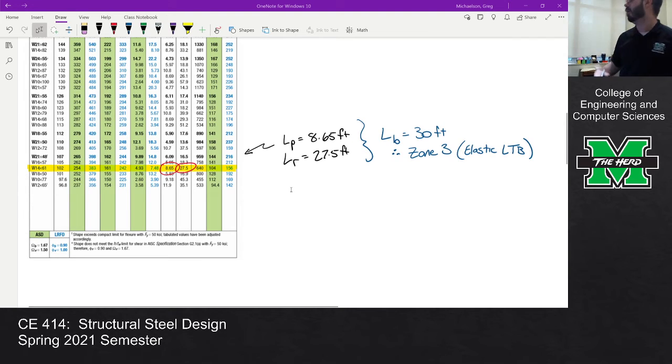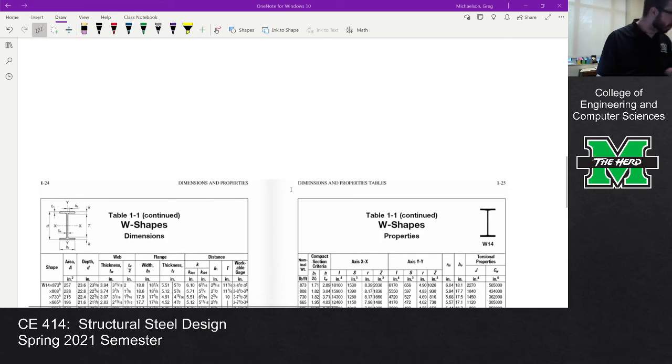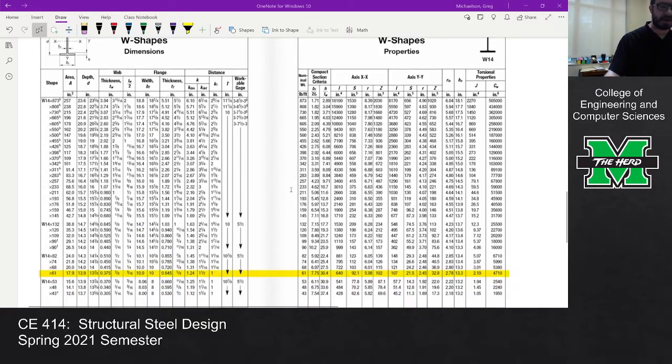Okay, so whenever you're in zone 3, it's not hard. You just kind of have to roll up your sleeves and do it. When you're in zone 3, you have to go to the W-shaped section, and there are some properties that you're going to need. You just have to look up some stuff and chug it out. I'm going to show you what you need. You're going to need the section modulus.